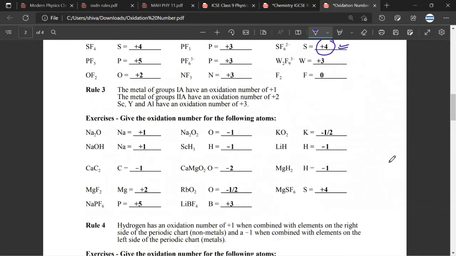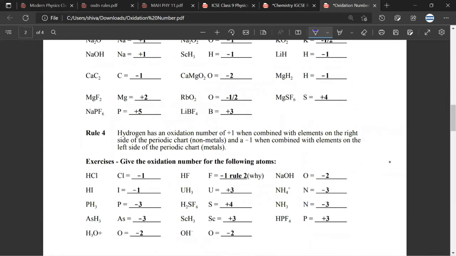Now rule number 3 that we have already discussed: for group 1A the oxidation number would be +1. For all group 2A elements it will be +2, and these 3 elements will have an oxidation number of +3. Is it making sense? Yes, sir.